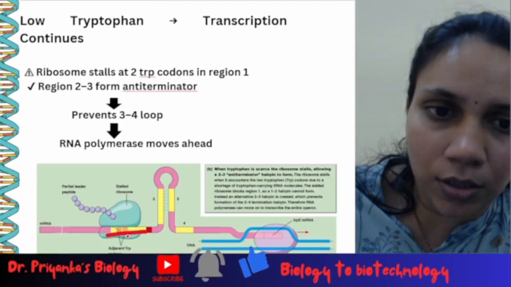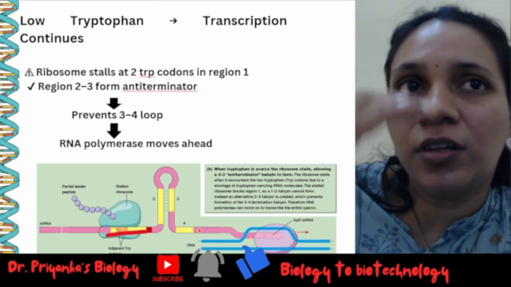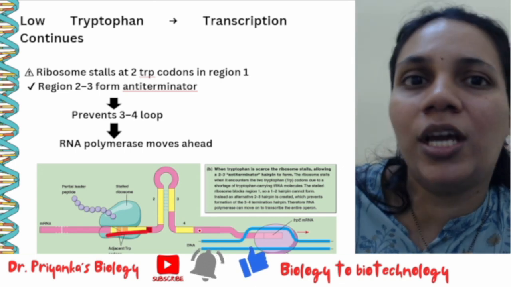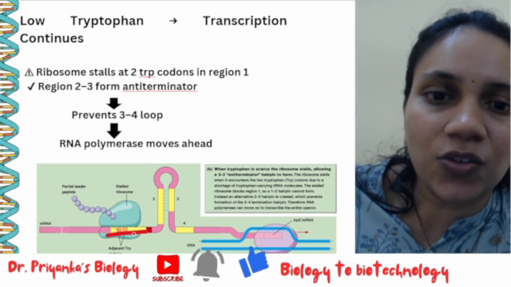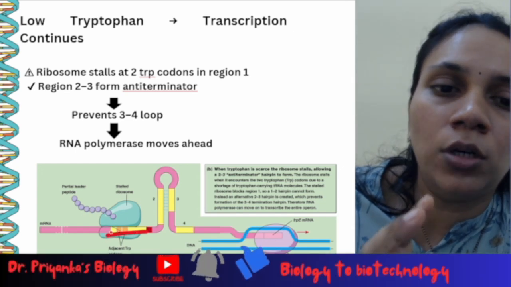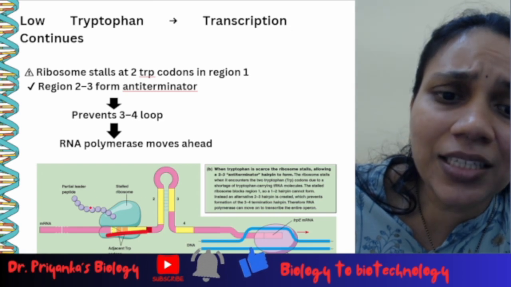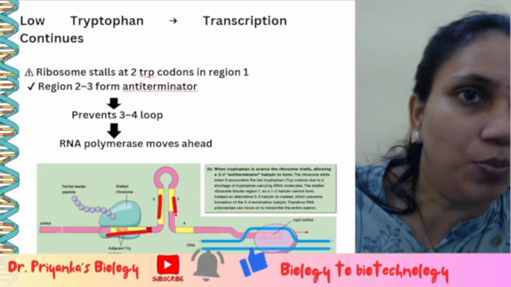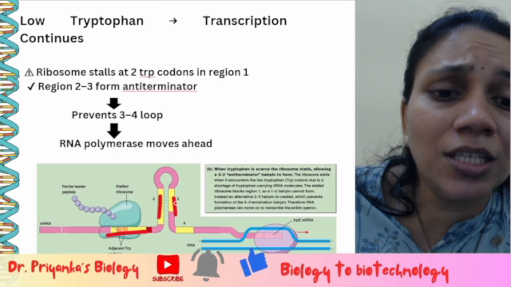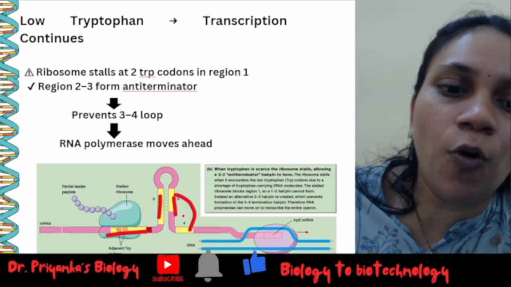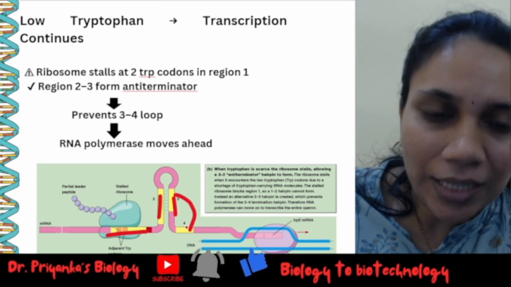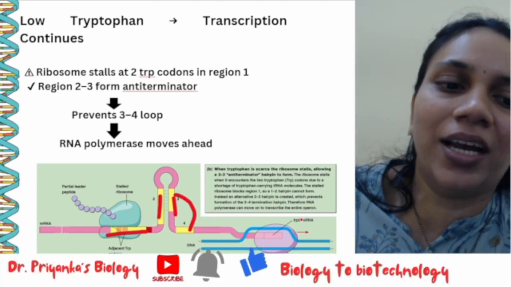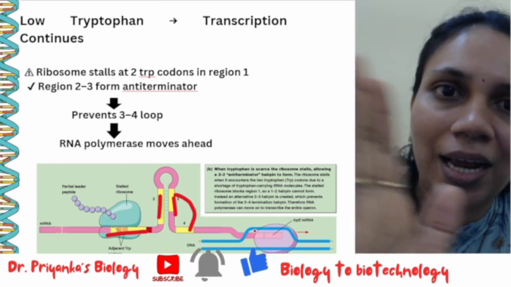So next, what happens when there is low tryptophan? If tryptophan is low, that means the cell is looking for tryptophan and it is going to signal the continuation of transcription. So the ribosome is going to stall at the two trp codon regions present in region 1, and regions 2 and 3 are going to quickly form the loop, that is the anti-terminator loop. By doing this, it is preventing the loop formation between 3 and 4. That means the terminator loop is not going to form, and as a result the RNA polymerase can move ahead with the transcription and read the entire structural gene.